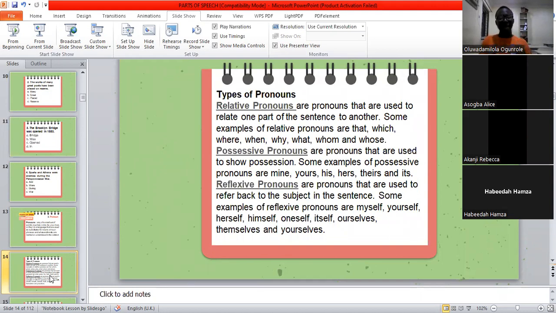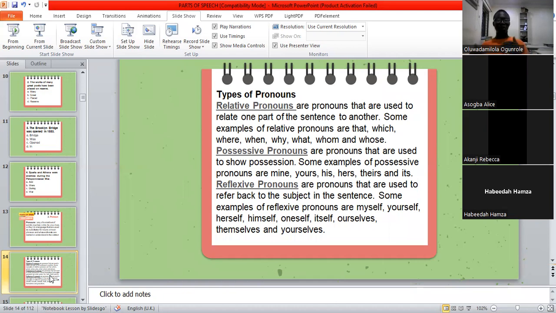Now, anytime you write a sentence and you realize that there is a particular word that is trying to refer to the subject used at the beginning of the sentence, that particular pronoun is called a reflexive pronoun. You can have myself. I can say, I did the assignment myself. The myself there is placing a reference on the I used at the beginning of the sentence.